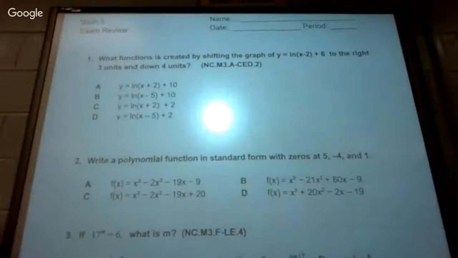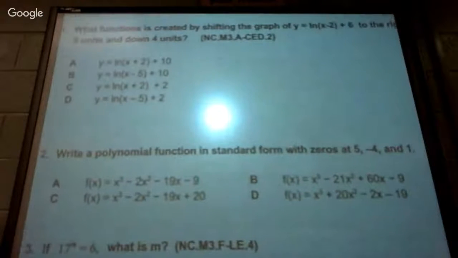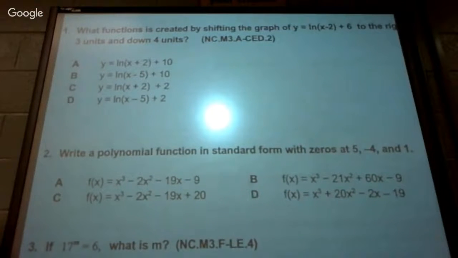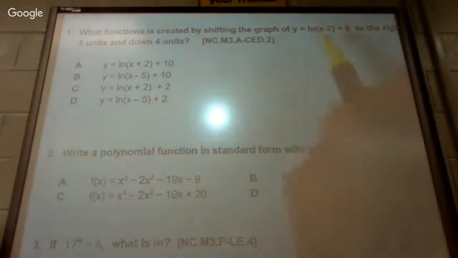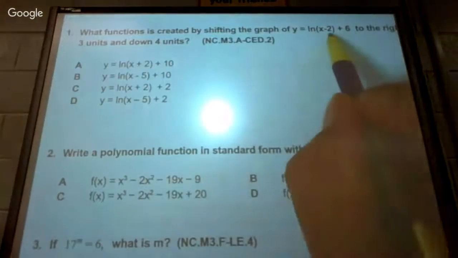All right, so let's see if we can make this big. Number one, what function is created by shifting the graph? We have to remember, inside the parentheses is opposite of what you think, left or right. Outside the parentheses is up or down. So this is up 6, this is to the right 2.